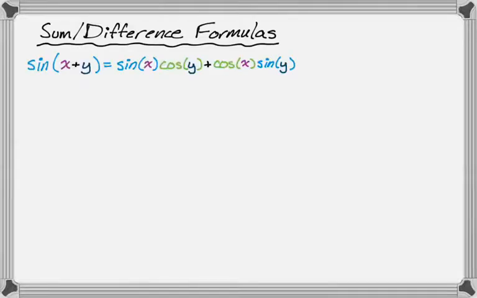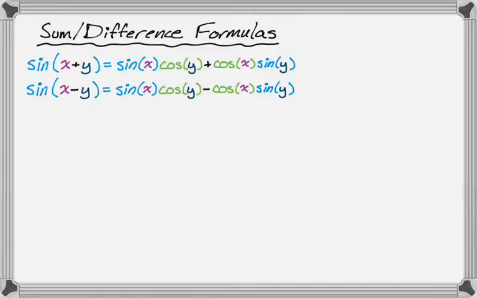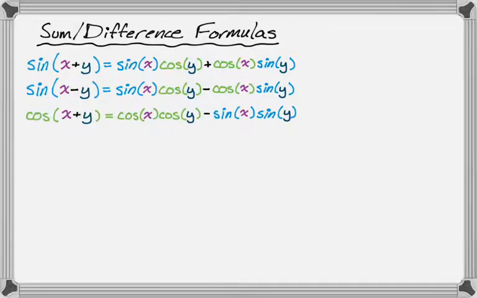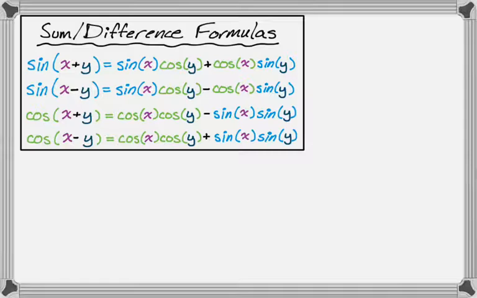And they look like, you have sine of x plus y is sine x cosine y plus cosine x sine y. You have sine of x minus y is sine x cosine y minus cosine x sine y. And then we have cosine of x plus y, and we have cosine of x minus y. When you look at those formulas, you see patterns develop, right? So you have a sine of x, a cosine of y, and then a cosine of x, a sine of y. So you have sine, cosine, cosine, sine. And then for the cosine formulas, you have cosine, cosine, sine, sine.